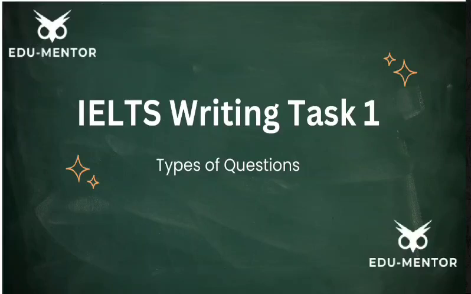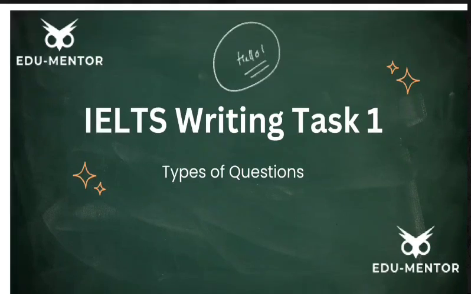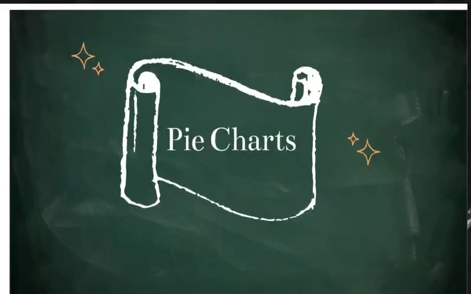Now, these divisions and categories differ based on, of course, the trainer who would be teaching you. But overall, here we have divided it into 5 different categories. Now, the first one, of course, is pie charts, a very frequent type that you come across. We would discuss the pie charts using some examples.